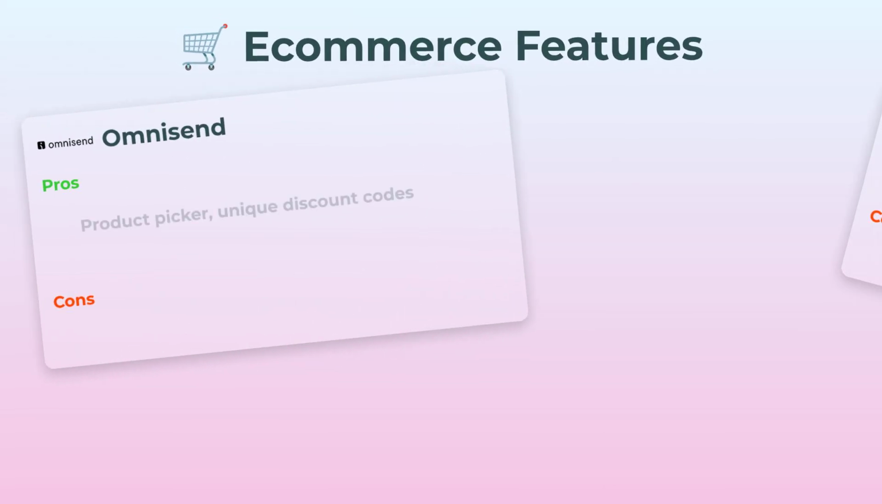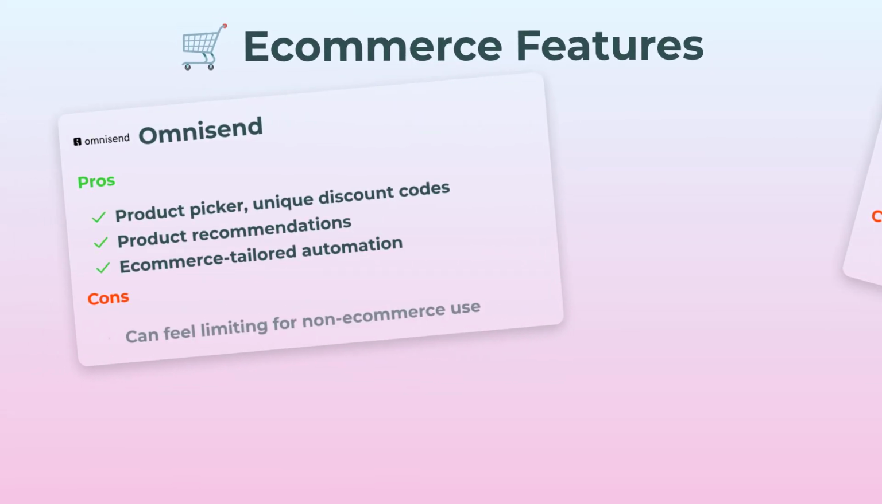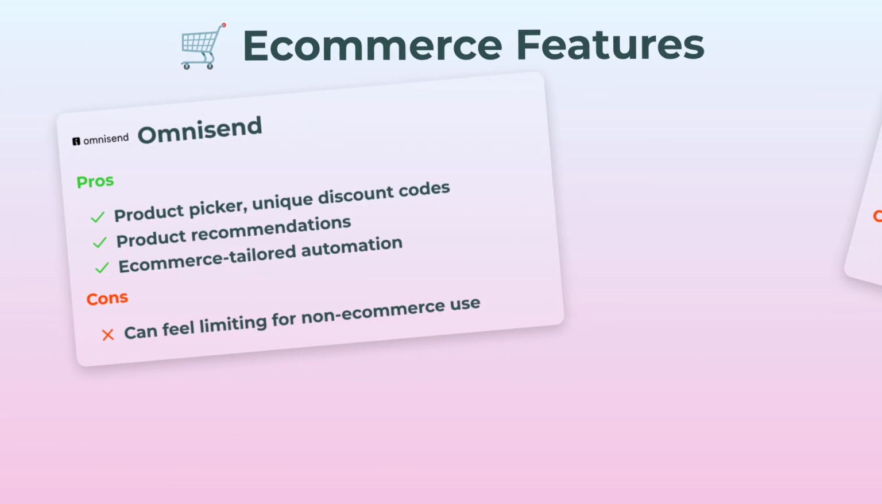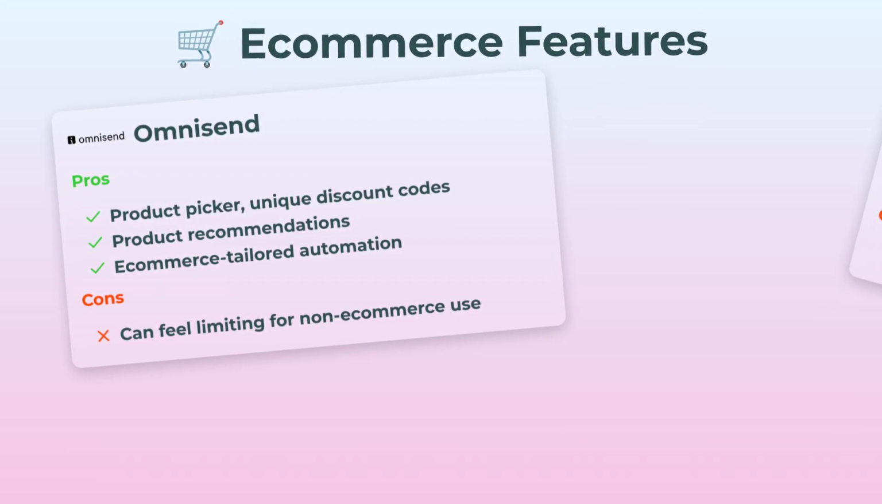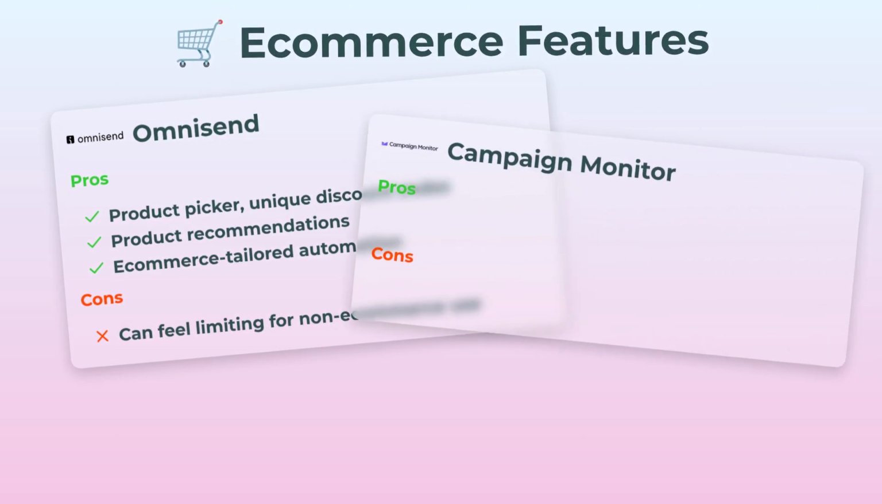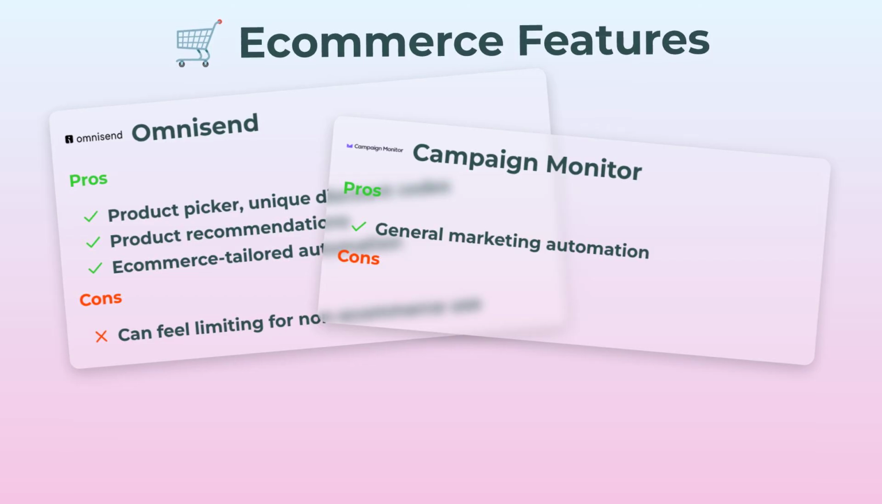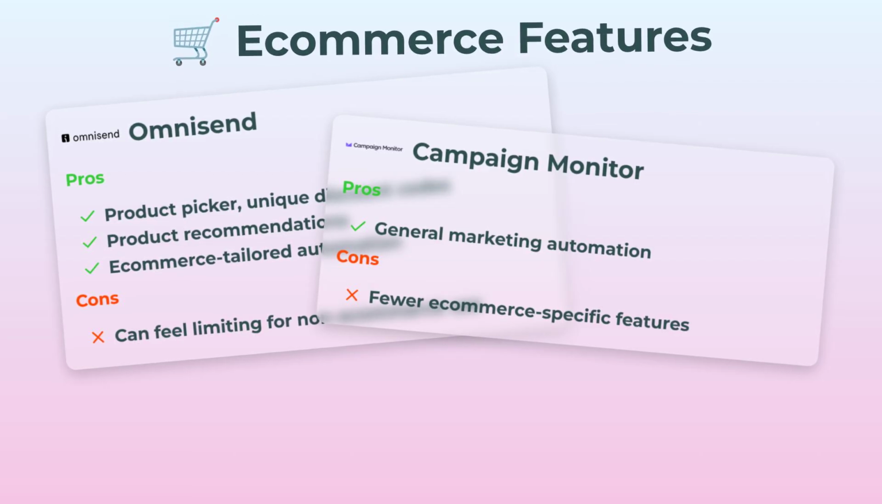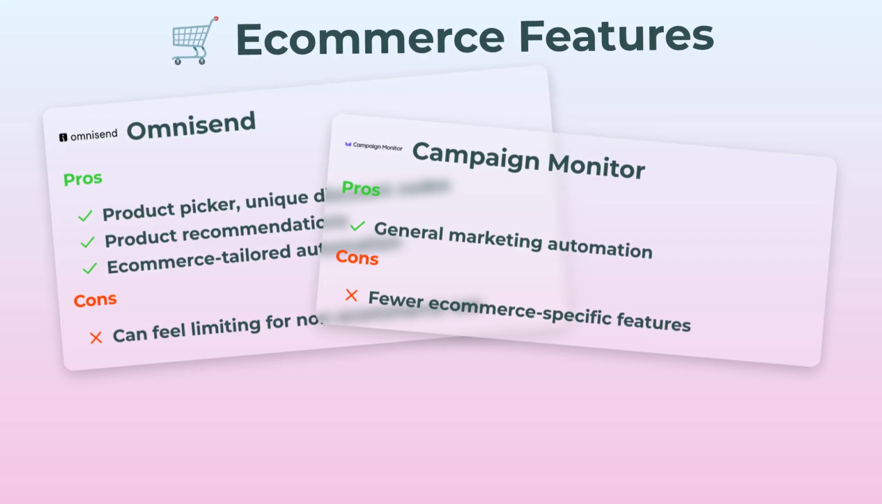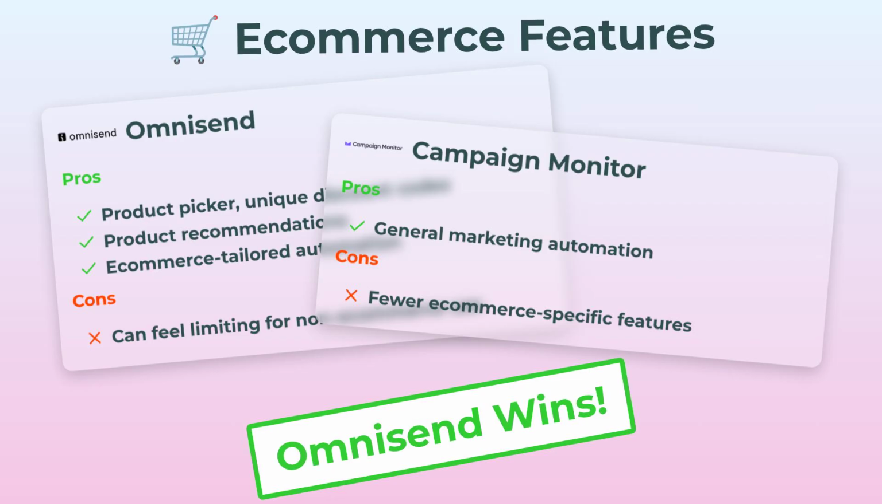Let's talk e-commerce features. Omnisend really leans into the whole online store vibe. You've got things like product pickers, discount codes that are actually unique per customer, recommendations. Even their automation is built for e-commerce. Seriously, it almost feels too geared towards online sellers sometimes. So if you're not running a store, maybe not ideal. Then Campaign Monitor is, well, much more of a generalist. You get marketing automation, sure, but honestly, it's just not tailored for e-commerce in the same way. So Omnisend is definitely bossing it here.